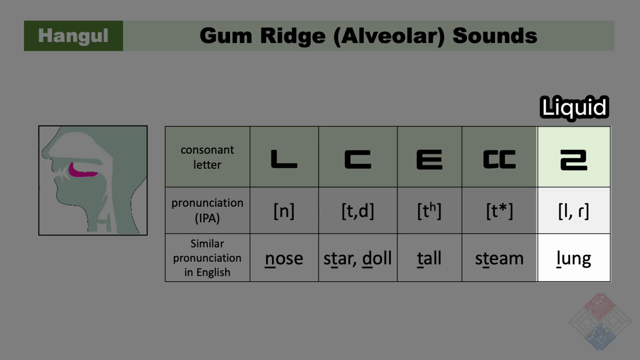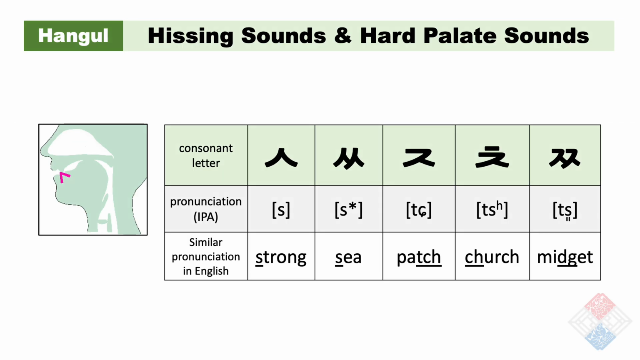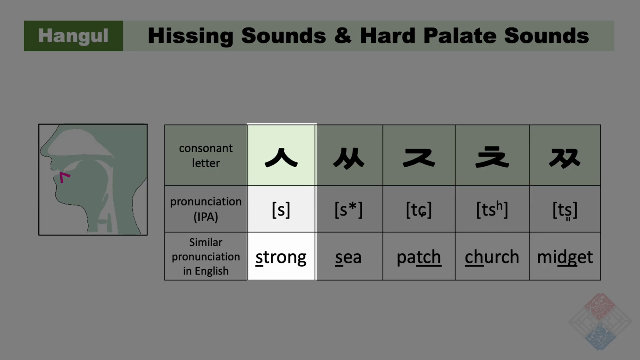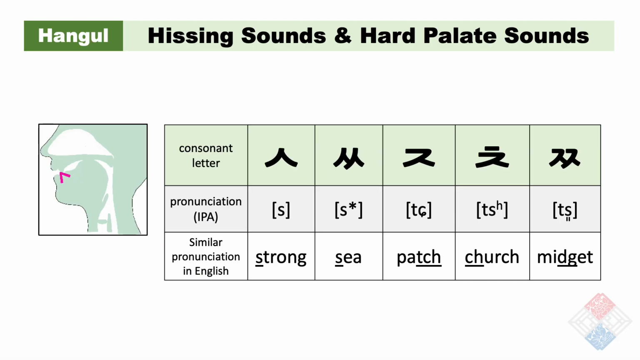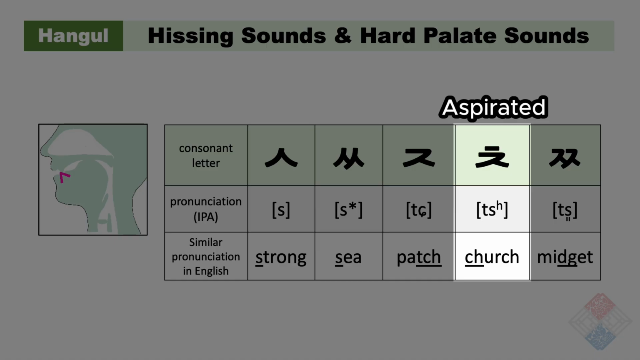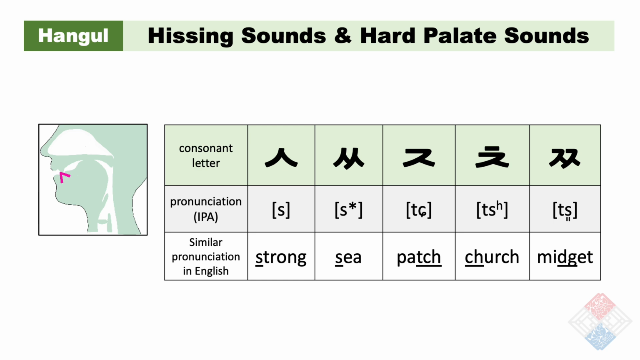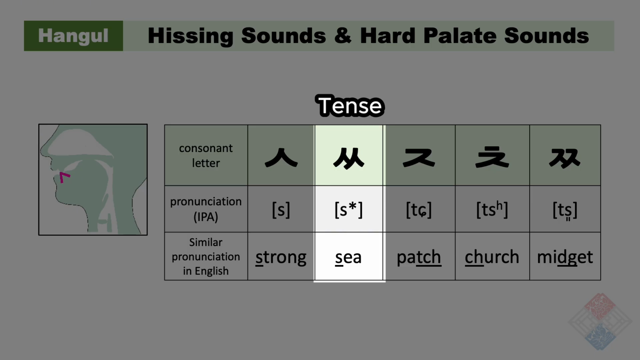When you pronounce R, the tongue is in the same area, but both sides of your tongue are raised, allowing air to pass through. Hissing sounds. Hard palate sounds. For the tooth sound S, when you pull your tongue to touch the hard palate, you get the plain T sound. The aspirated T is Ch. When T is pronounced with extra muscle tension, it's J. And the tense sound of S is S.